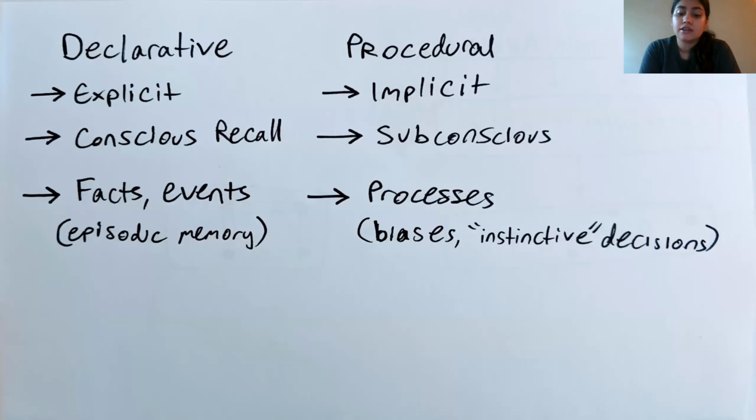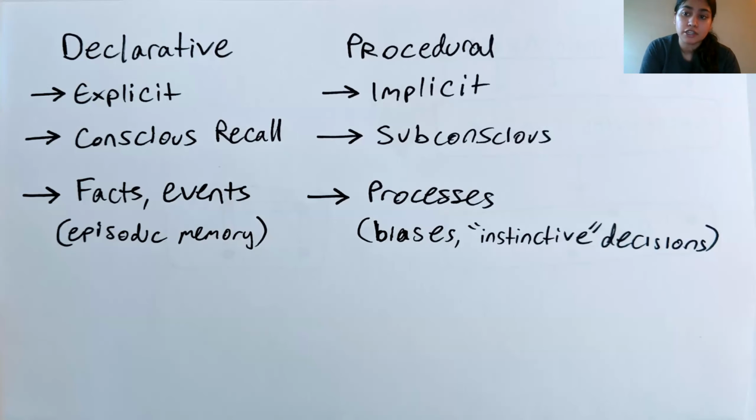So memory can be divided into 2 main categories: declarative and procedural. Declarative memory, which we'll focus on for today, is memory that deals with conscious recall of facts and past experiences. It's the explicit memory. Procedural memory, on the other hand, is implicit memory and does not require conscious recall. This type of memory dictates our subconscious processes, and we will learn about procedural memory more in a future lecture.